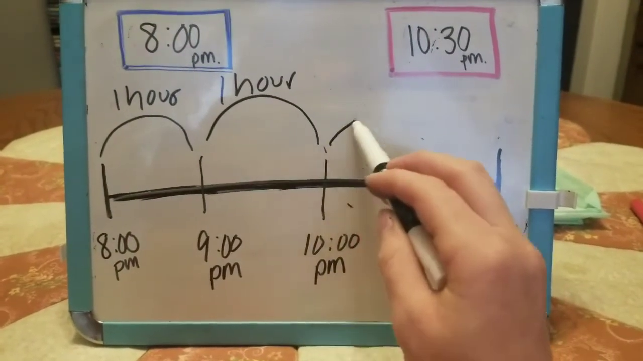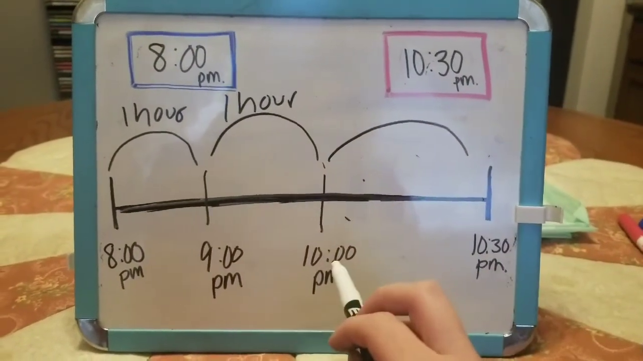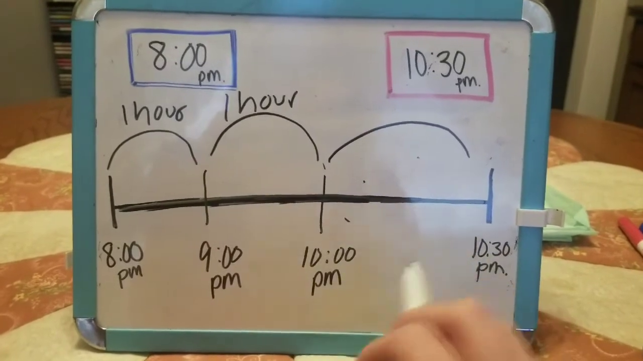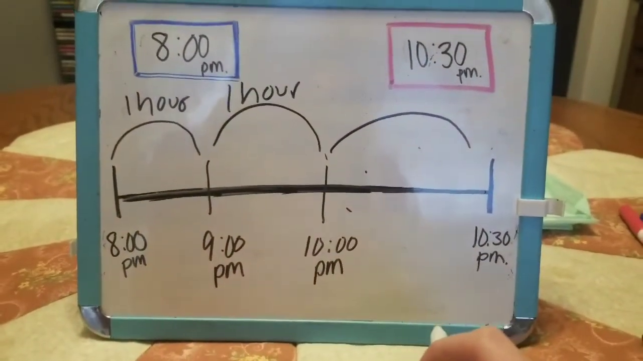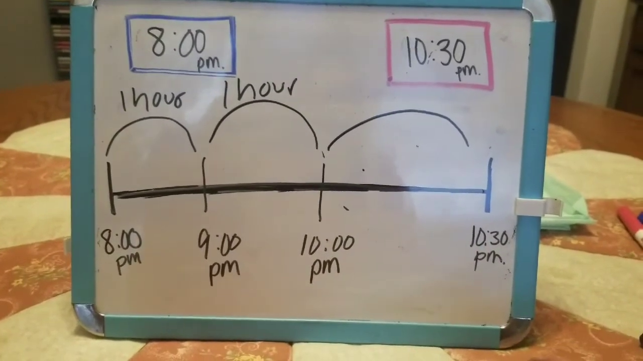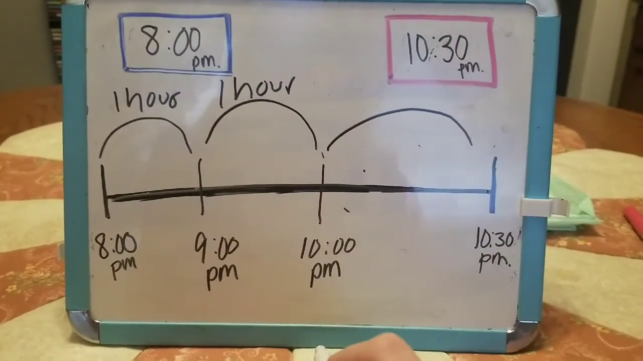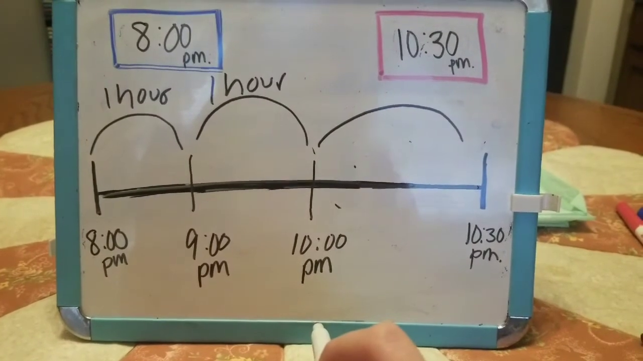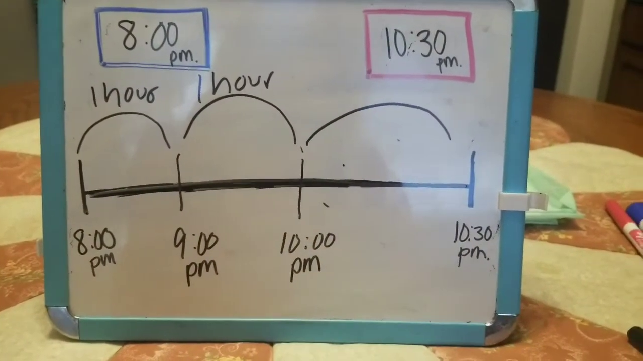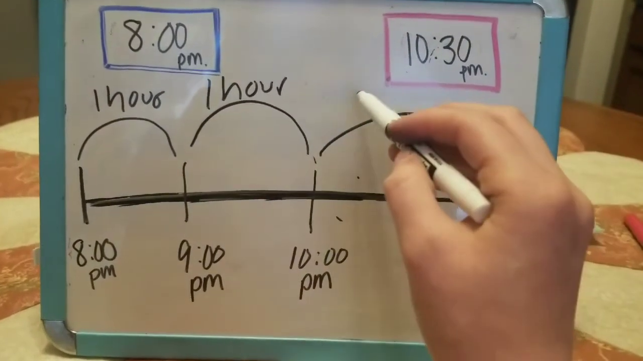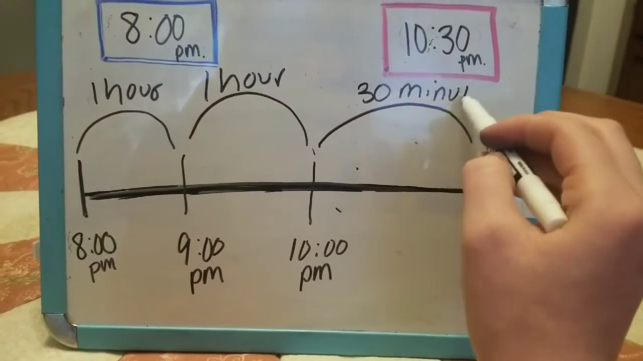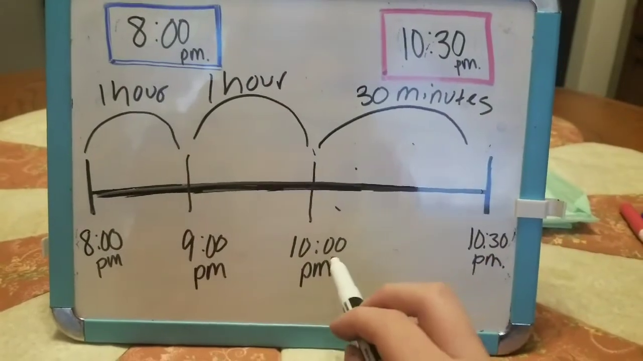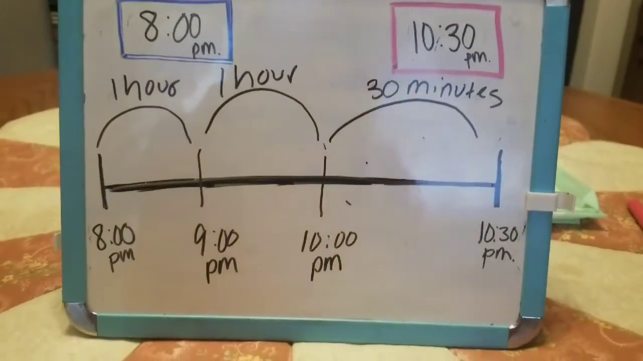Well, we know we just have one more jump from 10 to 10:30, but is it an hour jump? No, that would be 11 o'clock. What kind of jump would it be? How many minutes to get from 10 to 10:30? It would be a 30-minute jump. So I'm going to write 30 minutes because then 10 to 10:30 would be 30 minutes.